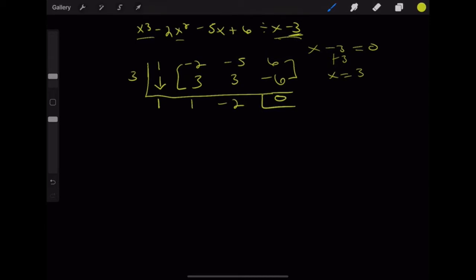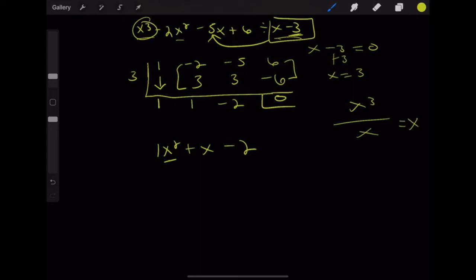So this will be your remainder. This last number will always be your remainder. In this case, we have a remainder of 0, which means that x minus 3 is a factor of this equation. So now to write this out, we'll have 1x squared plus x minus 2. And how I got this x squared is because you do x cubed divided by x, and that gives you x squared. Your answer will always be 1 less than the equation that you started out with, which was x cubed.